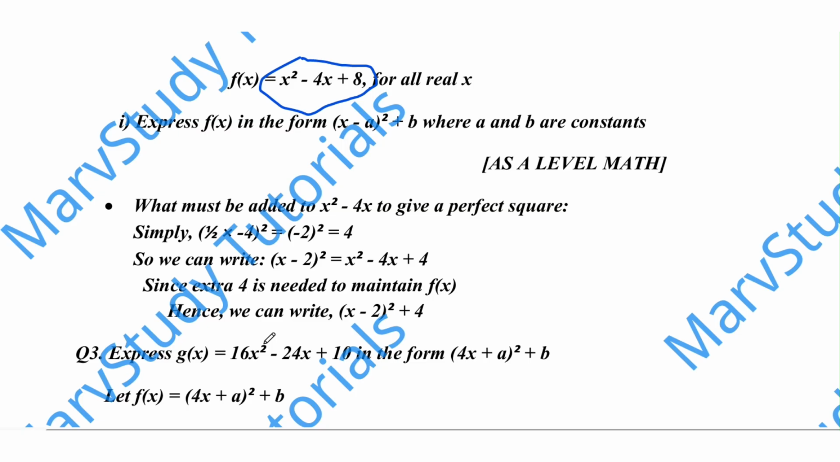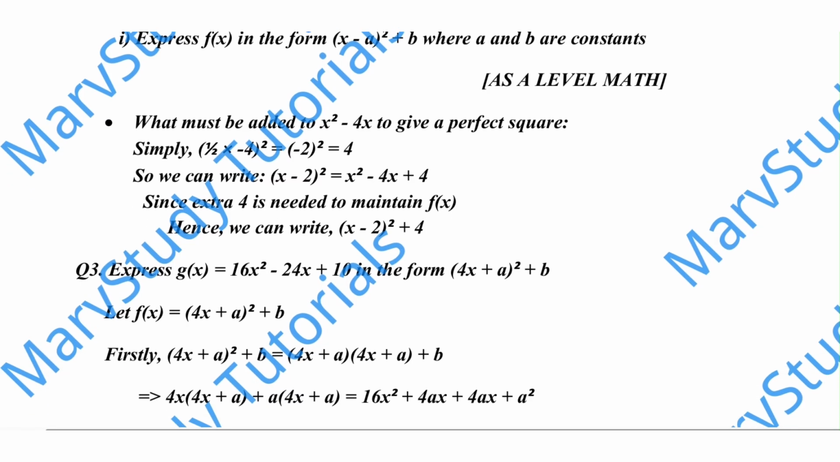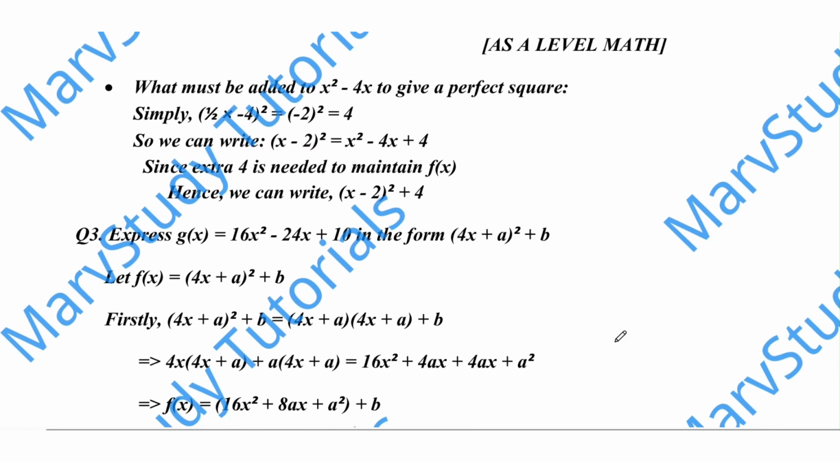That means it's the same. So if you have f of x, the way I solved it, I said let f of x be equal to (4x plus a) all squared plus b. Then what did I do next? I expanded the expression. And now I compare it with this and get these variables that we're looking for, a and b, because they say we should express it in this form. That's what the question says. So, (4x plus a) all squared plus b.